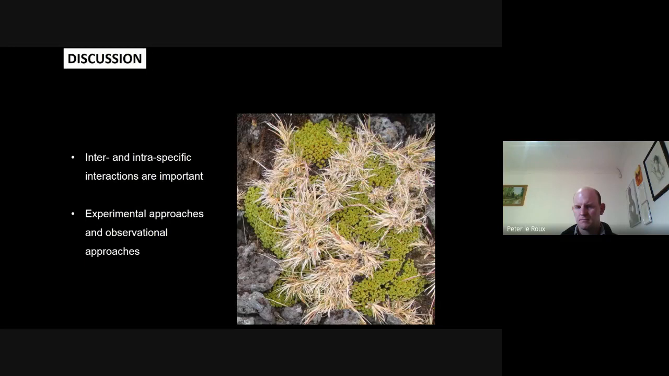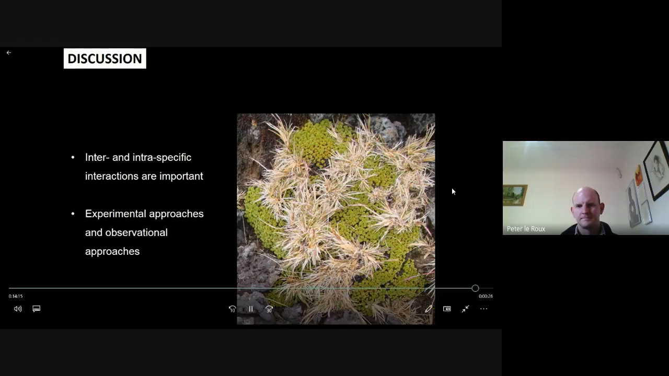Therefore, to accurately forecast the impacts of environmental change on species, on communities, and even on ecosystems, especially in our planet's most extreme environments, we need to continue to develop our understanding of the influence that biotic interactions have both within and between species.